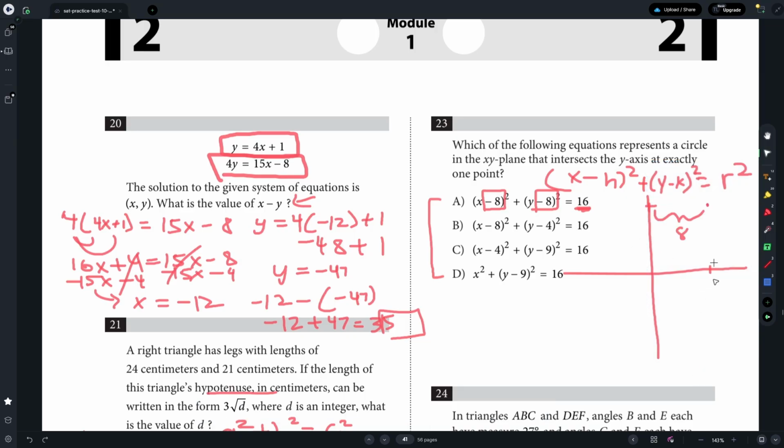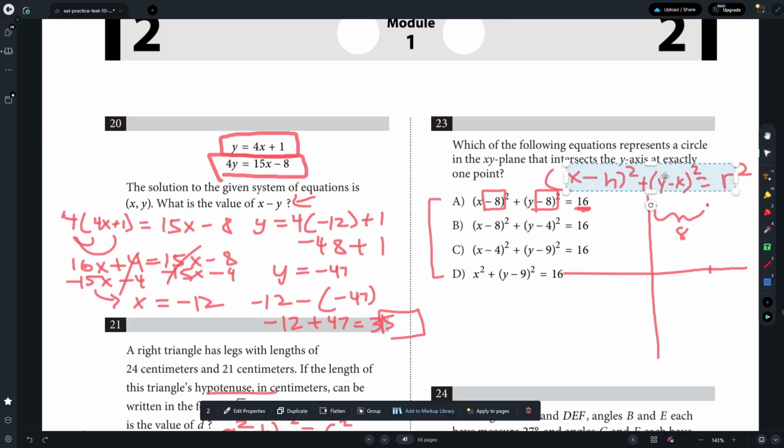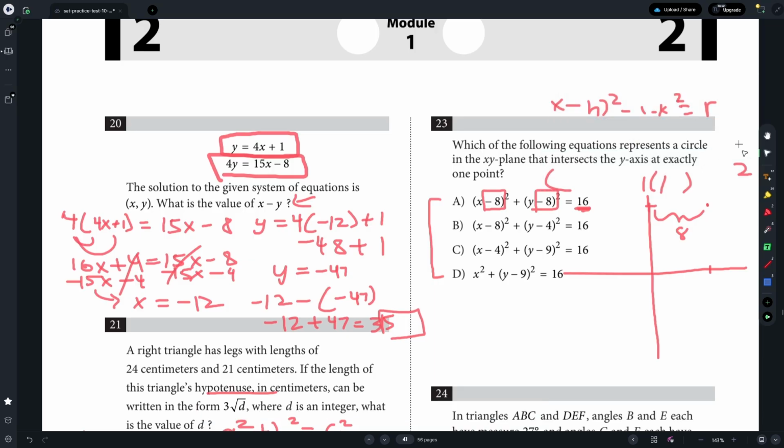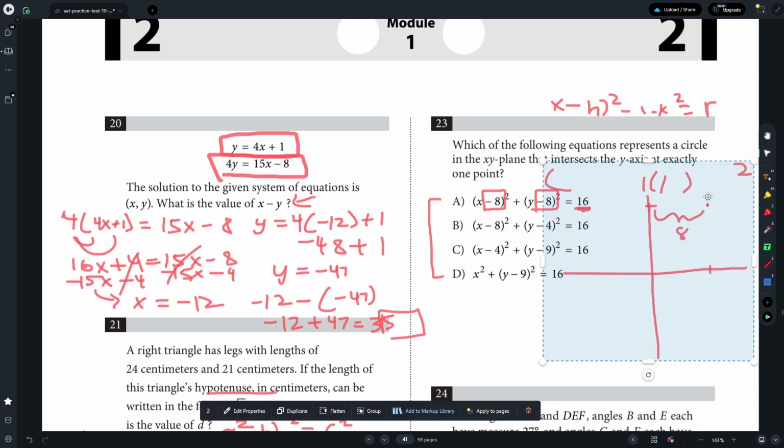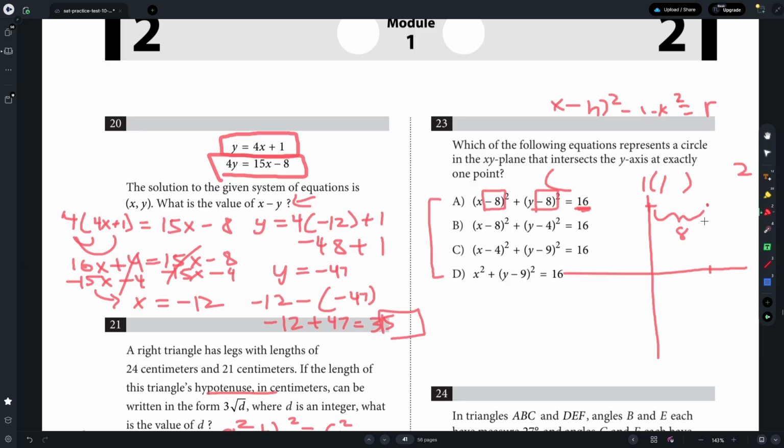Sorry, it's lagging a little. Okay. So the circle would only look like this. It would only go halfway. That does not touch the y-axis at all, right? They want exactly 1 point.